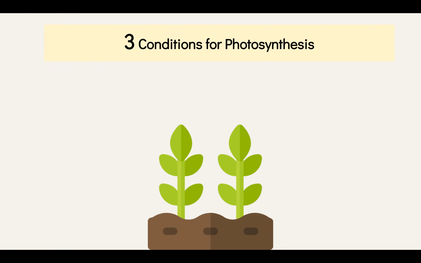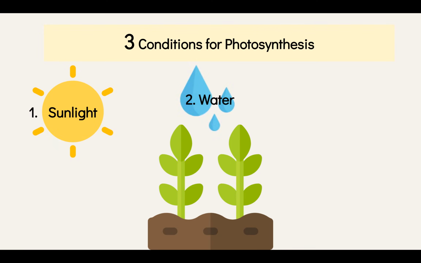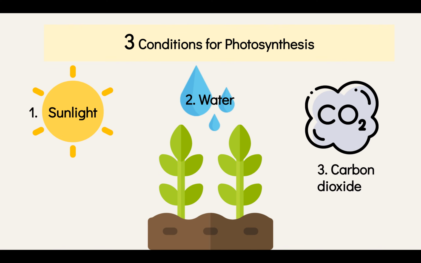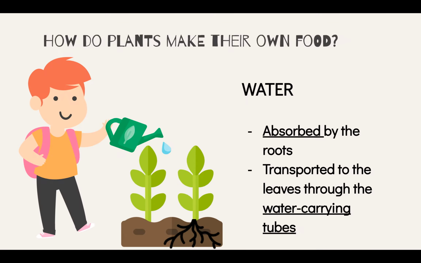Photosynthesis is a process that requires 3 conditions. 1. Sunlight. 2. Water. And 3. Carbon dioxide. So how does a plant obtain all of them? Water is absorbed by the roots of the plants from the soil and then transported to the leaves through water-carrying tubes in the stem.